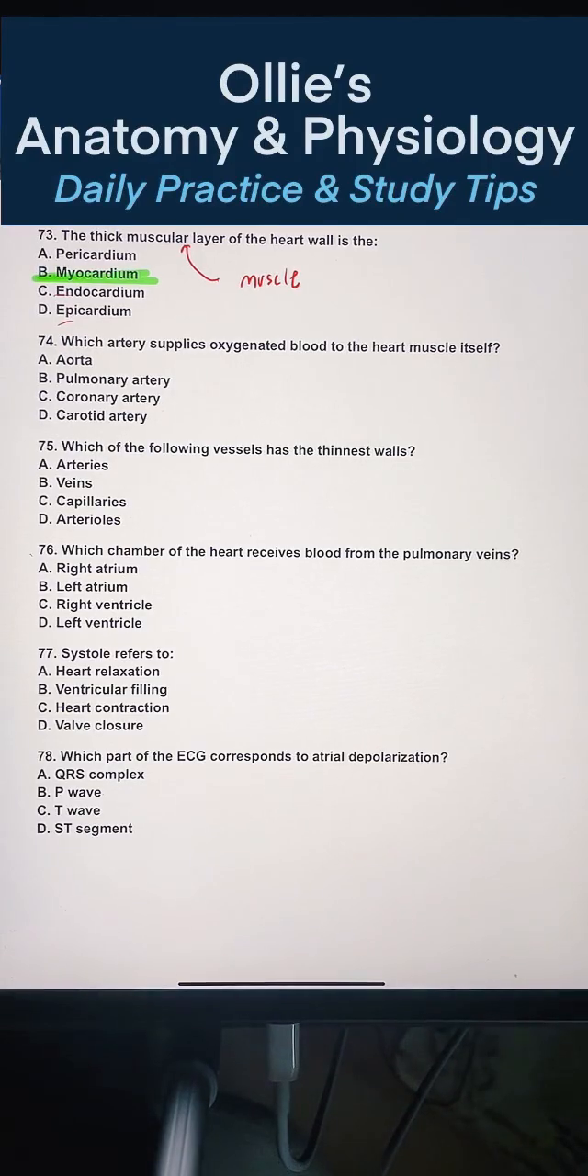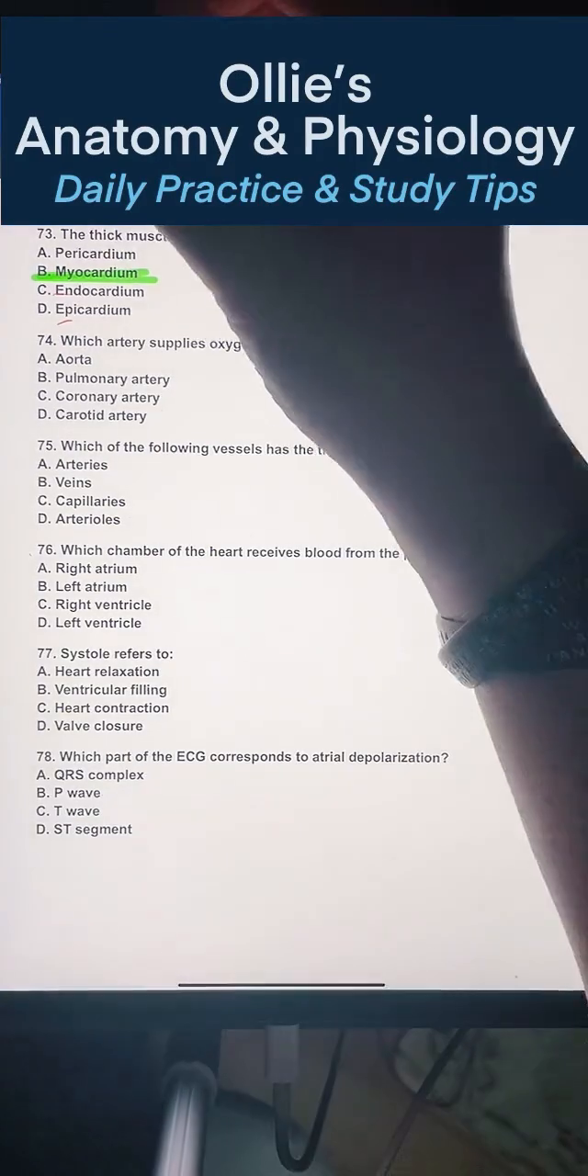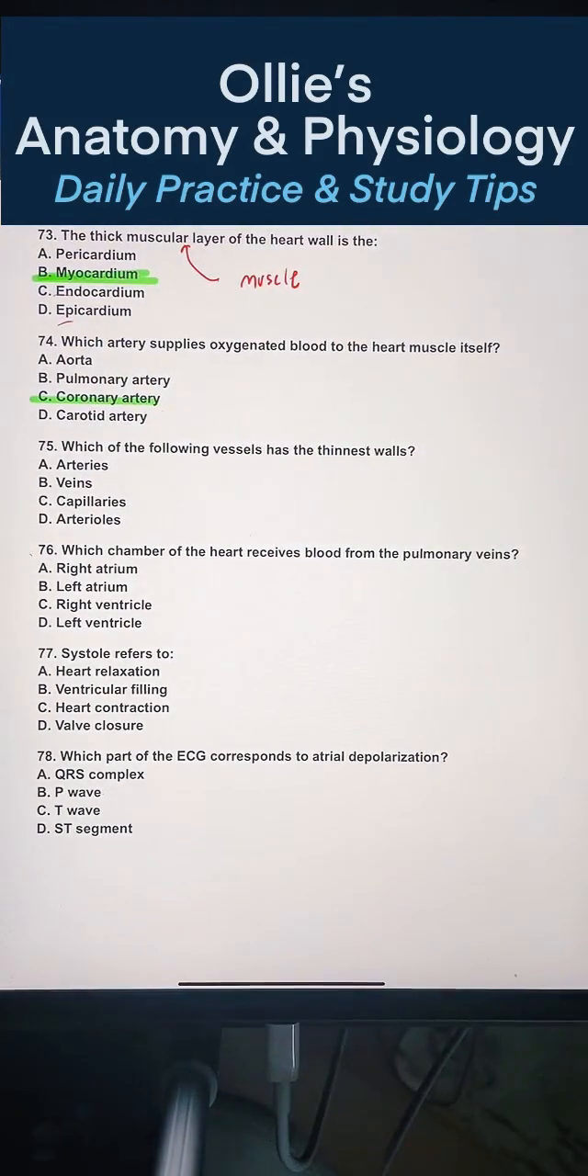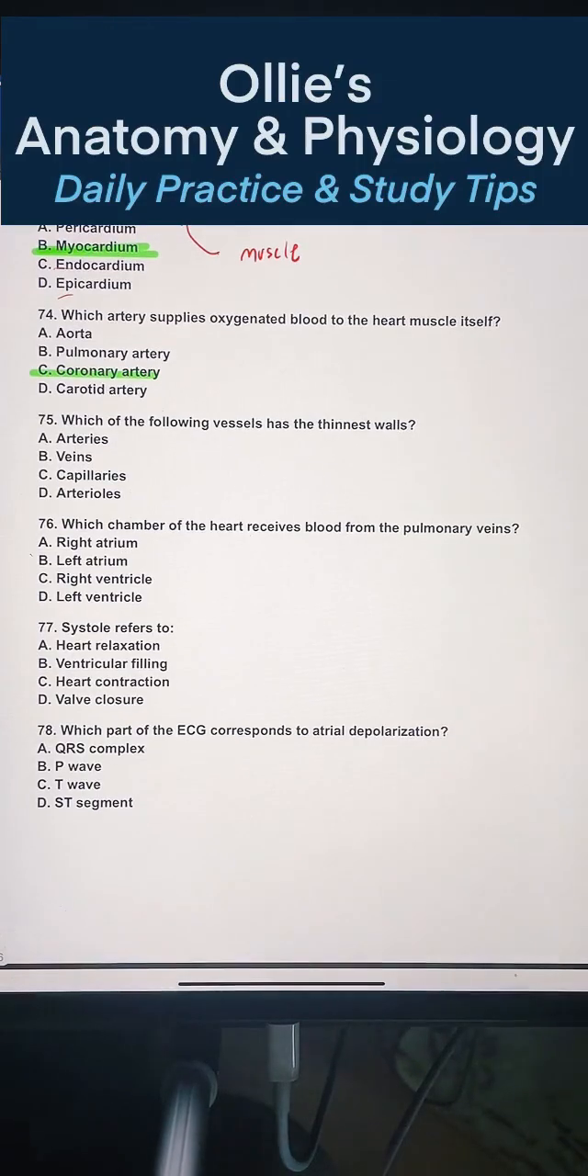Number 74. The answer is C. It is the coronary artery. Our coronary artery is going to supply oxygenated blood to the heart muscle itself, and it will be returned via the coronary veins. Number 75. Which of the following vessels has the thinnest walls?